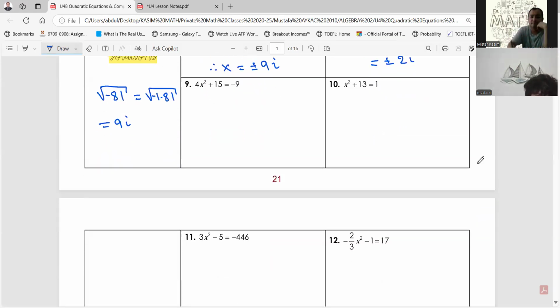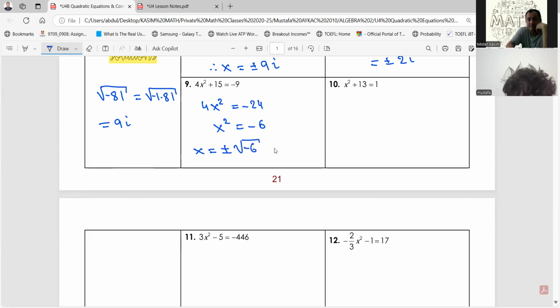Minus 15 from both sides, so you have 4x squared equals negative 24, and then divide by 4 on both sides, so you get x squared equals negative 6, my bad. And then do the square root, so x equals plus or minus the square root of negative 1 times 6.